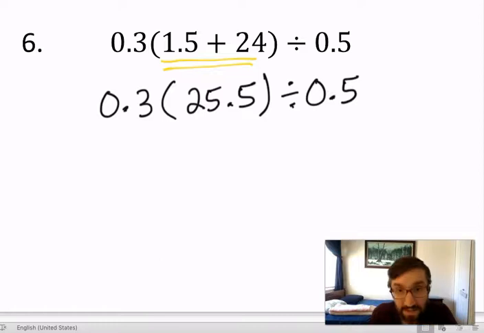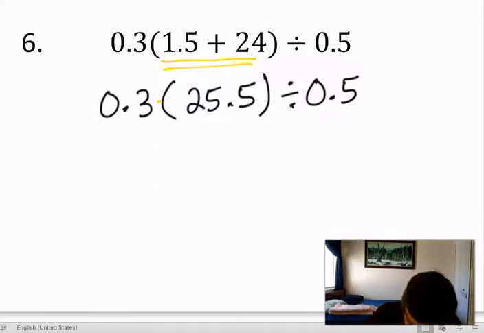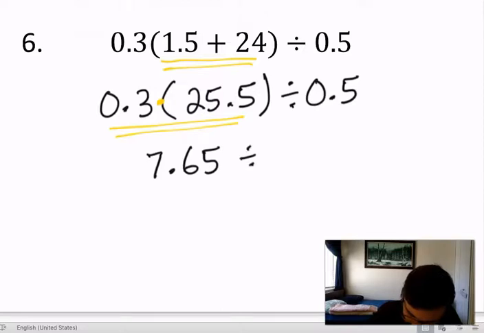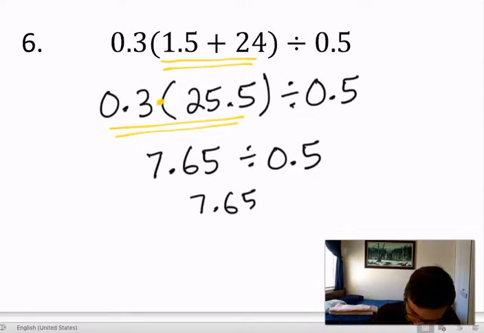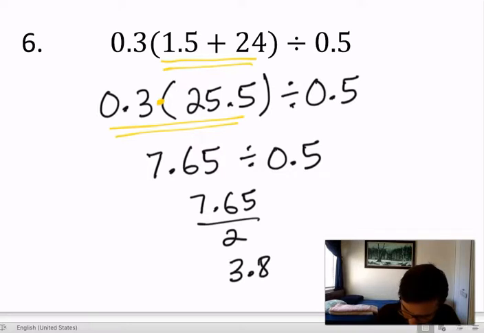before doing this division here, we do multiplication before division if it's first, left to right. So this right here is basically multiplying. So we have 0.3, so we're going to do this stuff first. So 0.3 times 25.5 is 7.65 divided by 0.5. And then we just divide, so this is the same as 7.65 divided by 2, same thing. And we get an answer of 3.825.